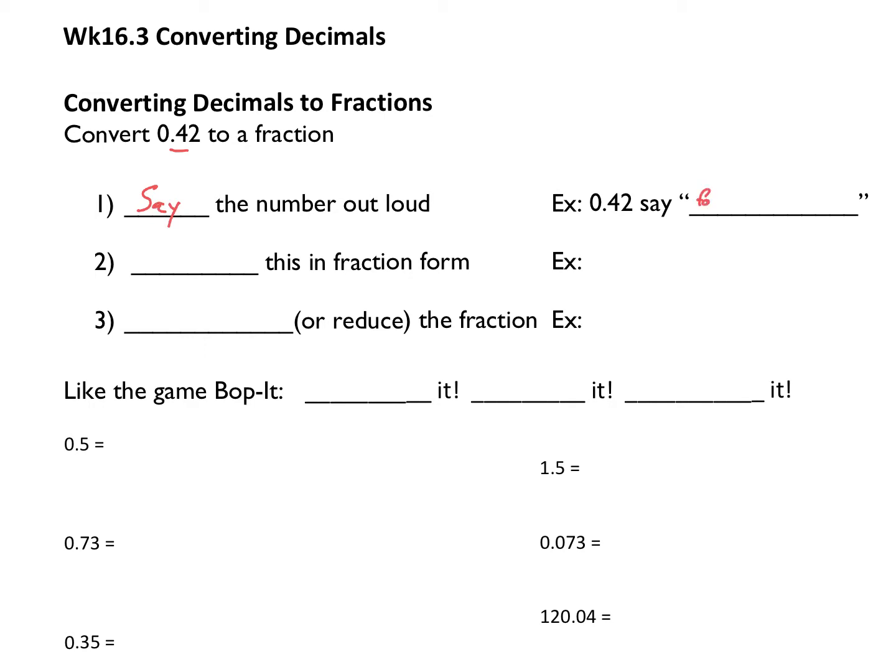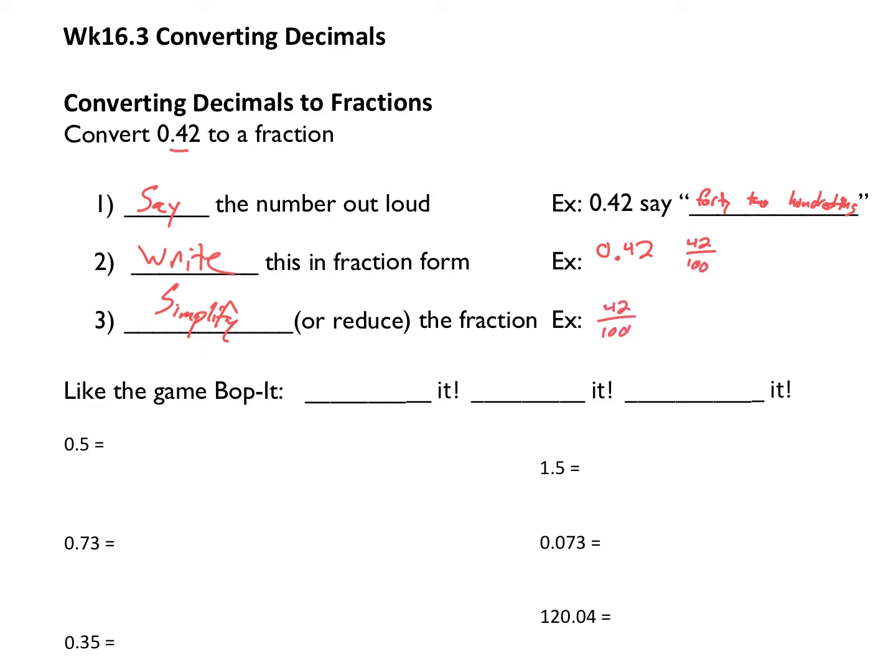Say 42 hundredths. We could say 0 and 42 hundredths. So we say it. Then we write this in fraction form. 42 hundredths, 0 and 42 hundredths. Then we simplify the fraction, or we reduce the fraction. So 42 hundredths. Oh, I didn't write that in fraction form, did I? I did that in decimal. Oops.